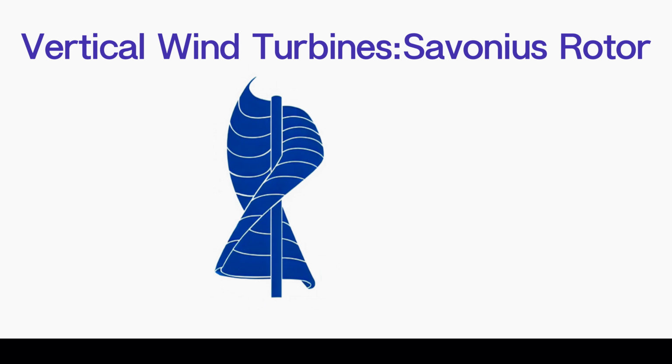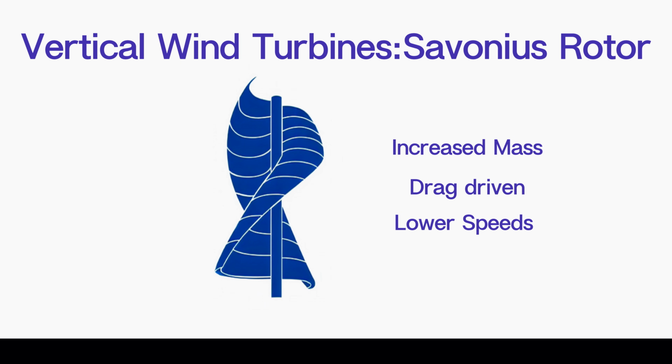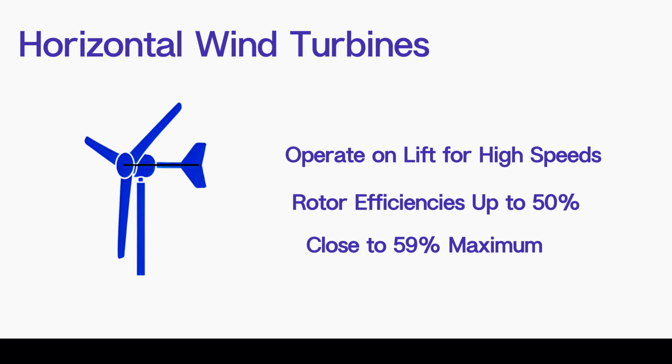The Savonius rotor represents the second primary type of vertical wind turbines, characterized by its comparatively massive and drag-driven design. Unlike the Darrieus rotor, it operates at lower speeds, rotating at a maximum equivalent to the wind speed. Consequently, Savonius rotors exhibit lower efficiencies, with a maximum rotor efficiency of less than 20%. Now, let's compare the structure of traditional horizontal wind turbines. They operate on lift, enabling them to achieve high speeds, with rotor efficiencies reaching up to around 50%. This efficiency is near the physical maximum of 59%.